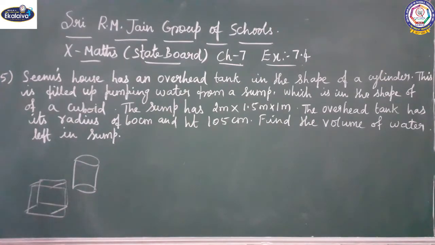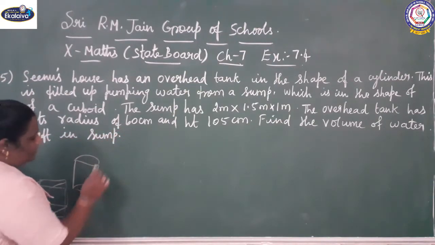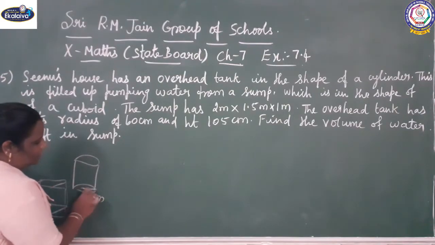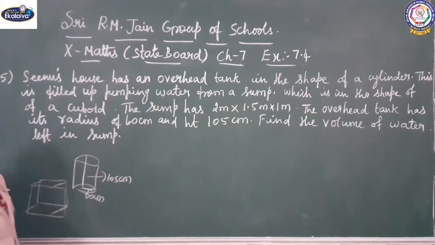The overhead tank has radius 60 centimeter and height 105 centimeter. Find the volume of water left in the sump after the overhead tank has been completely filled with water from the sump, which has been full initially.